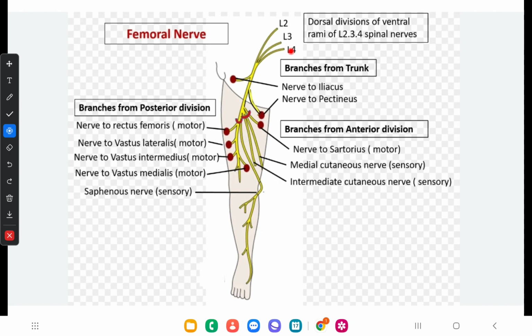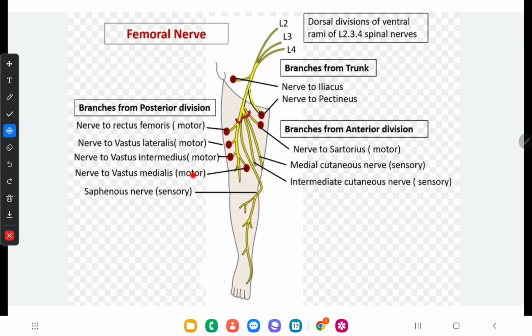The anterior division gives off two muscular branches, to the sartorius muscle and pectineus muscle. Then two cutaneous branches, the medial cutaneous nerve and intermediate cutaneous nerve of the thigh. Then the posterior division of the femoral nerve gives off one cutaneous branch, the saphenous nerve, and muscular branches to the quadriceps muscle. That means the nerve to rectus femoris, nerve to vastus lateralis, nerve to vastus medialis, and nerve to vastus intermedius. Those are the four branches to the quadriceps muscle.